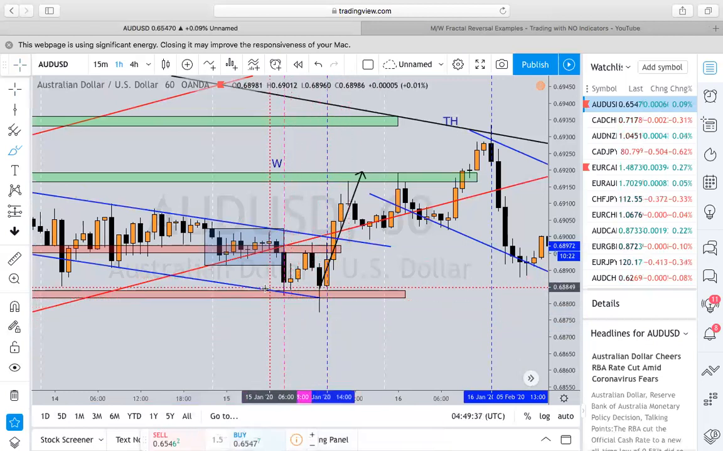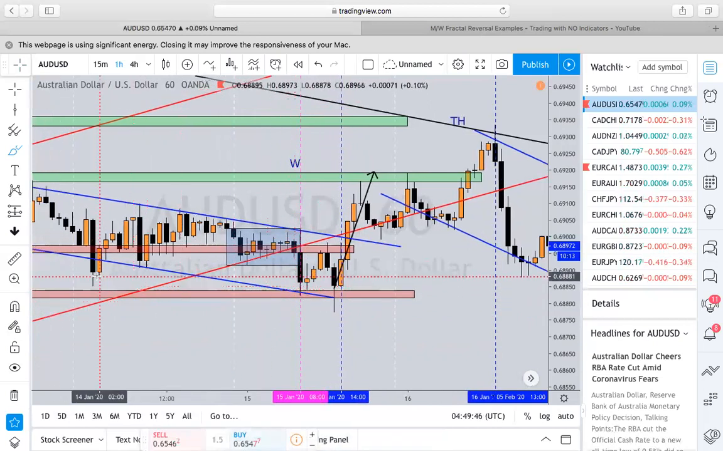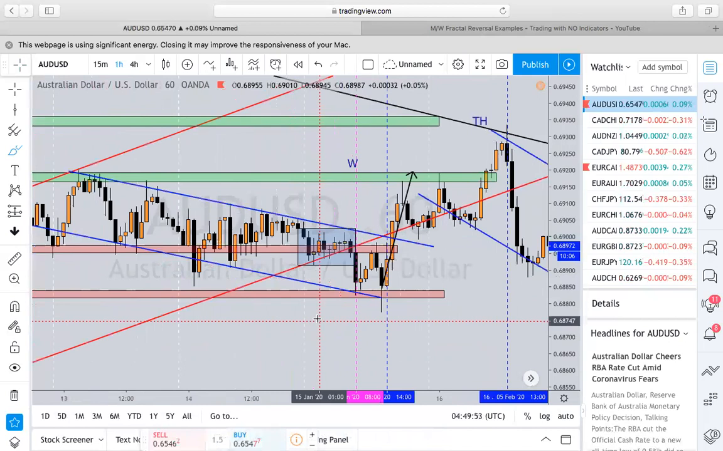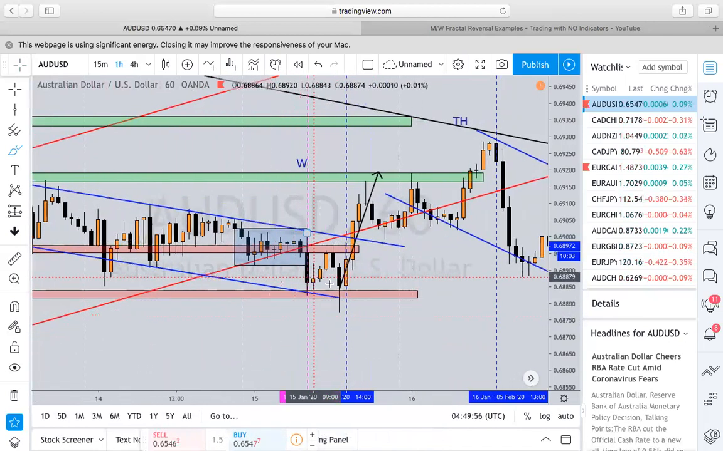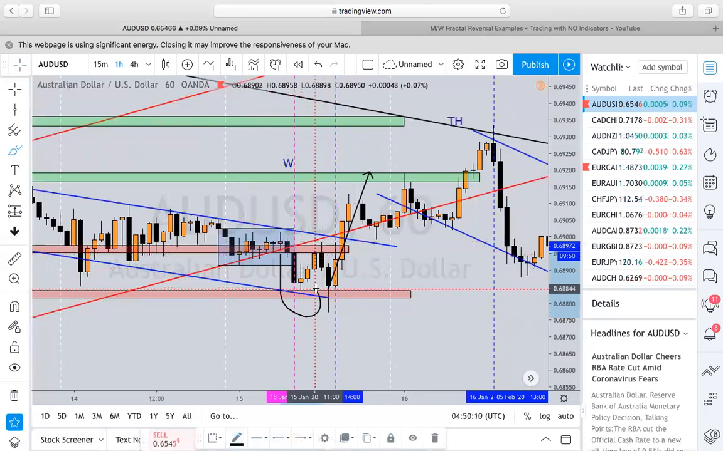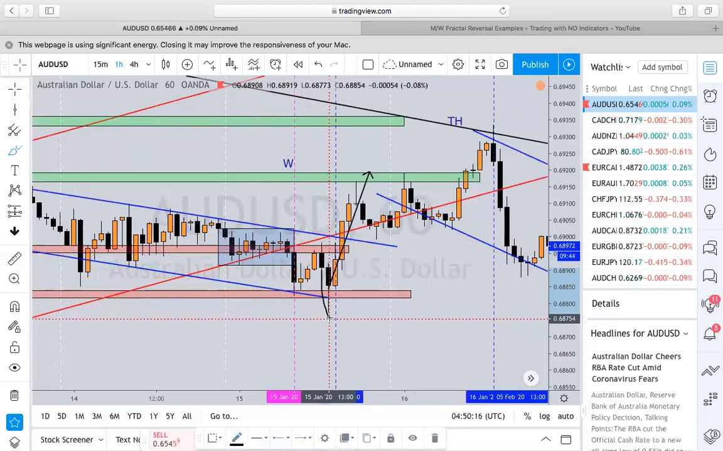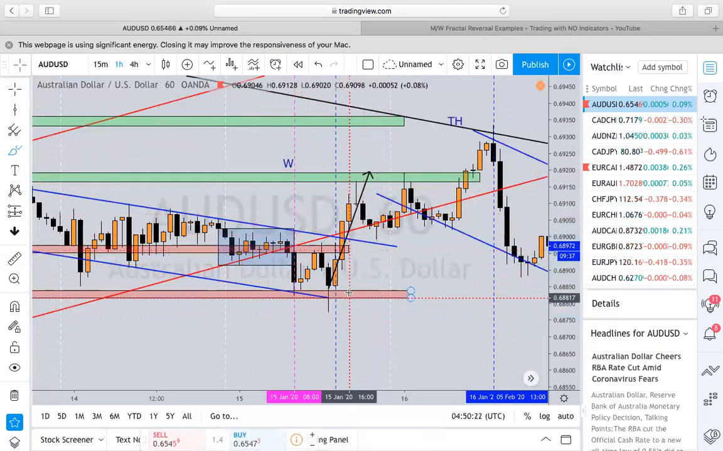As you see, it stop hunted London session's first leg, as well as stop hunting the previous day low. So nice clean W formation here. This is a perfect W formation I would like to see. Our Asian consolidation, London creating that first leg of the W formation before New York stop hunts that first leg to move the market up for the perfect W formation.